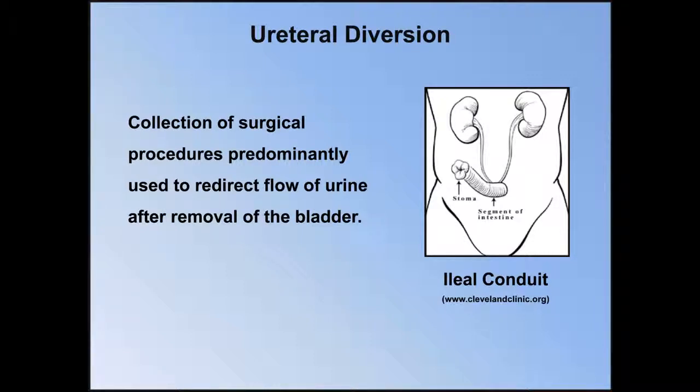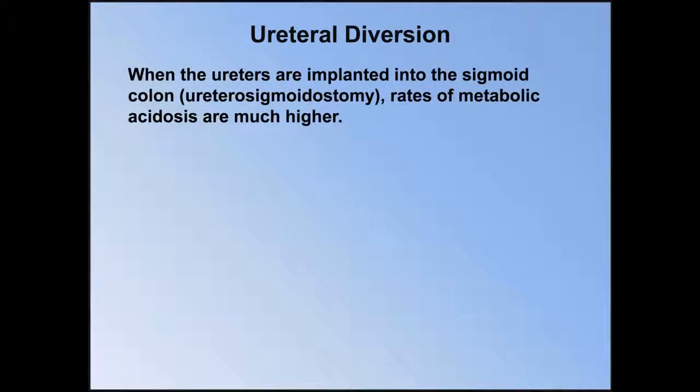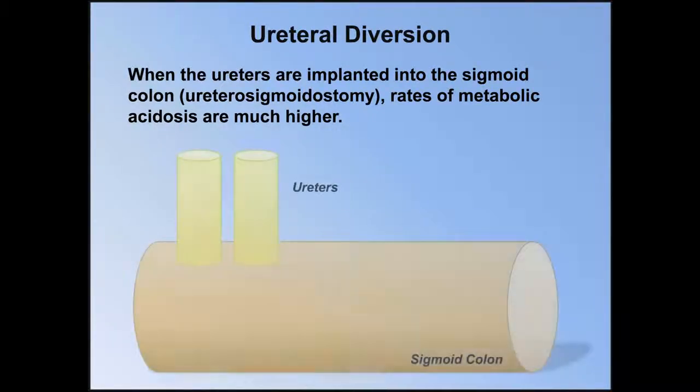The mechanisms by which ureteral diversions can cause an acidosis are complex and vary slightly depending upon the specific procedure in question. However, this problem is most prominent when the ureters are implanted into the sigmoid colon. This is known as a ureterosigmoidostomy. Here is a simple schematic outlining the two major mechanisms by which metabolic acidosis occurs here.